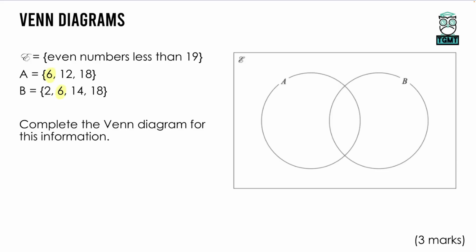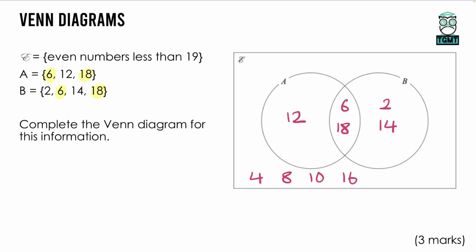So we have a 6 in both, and we have an 18 in both. So 6 and 18 go into the middle, or into the intersection. We then have 12, the only number left in A, and 2 and 14, the only numbers left in B. We just need to put the rest of the even numbers in, less than 19. We have 2, so we need 4, we've got 6, we need 8, we need 10, we've got 12, 14, we need 16, and we've got 18. So there's numbers on the outside, and that's the Venn diagram completed.